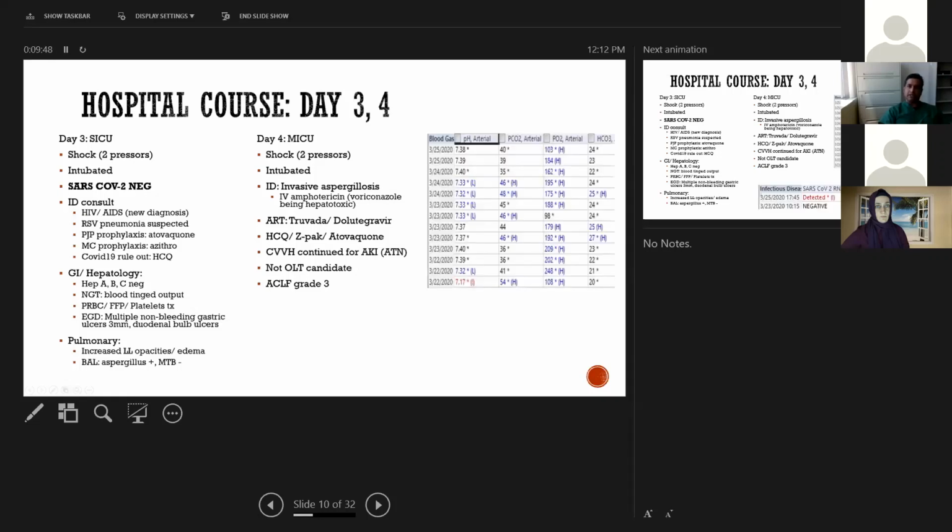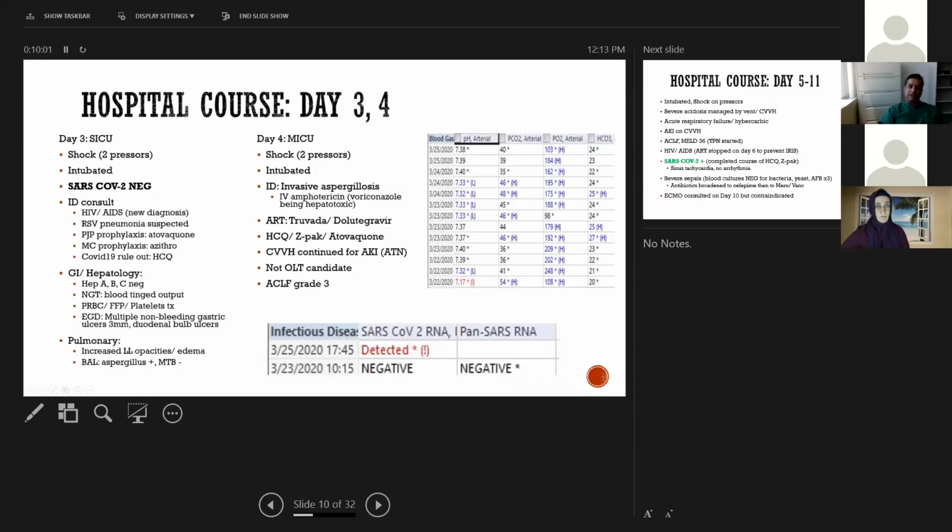And here is a list of all the ABGs that were drawn. You can see that she actually had severe acidosis, which got corrected with ventilator and CVVH management. Now, interestingly, the initial SARS-CoV-2, which was negative on day 1, actually turned out to be positive by day 4.